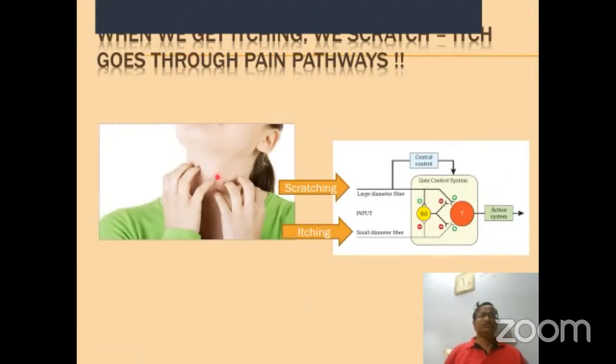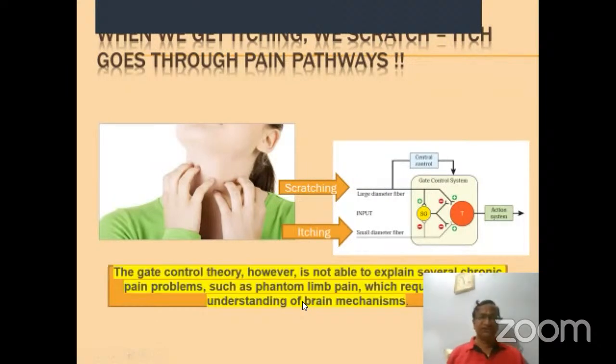Now we have one more example. Itch and pain travel in the same fiber. Now we have itching, and what we do is scratch. By scratching we decrease itching. We are not doing anything on histamine or anything like that. We are stimulating the large diameter fibers plus the substantia gelatinosa. This is a simple example of the gate control theory.